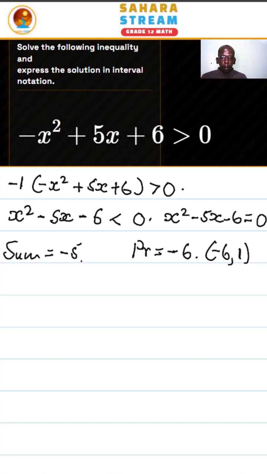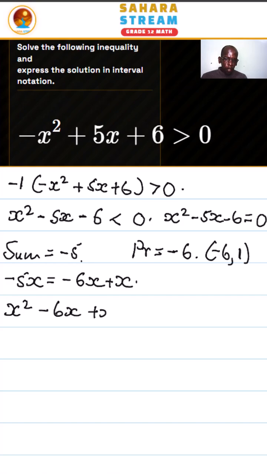Now with these two numbers, instead of writing -5x here, I can just write -6x plus x, because -6x plus x is -5x. So nothing changed. I just wrote -5x as -6x plus x. Now I can replace it here. So it becomes x squared minus 6x plus x, then minus 6 equals 0. And now I can group them into two parts.